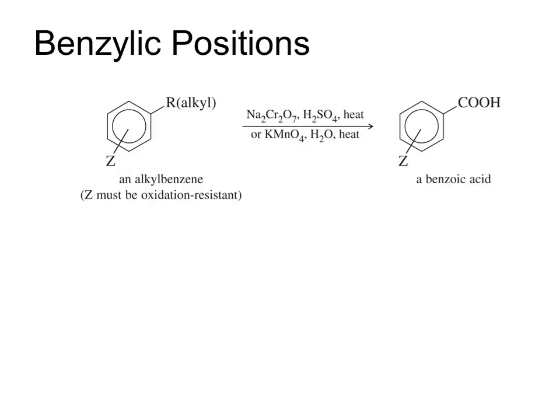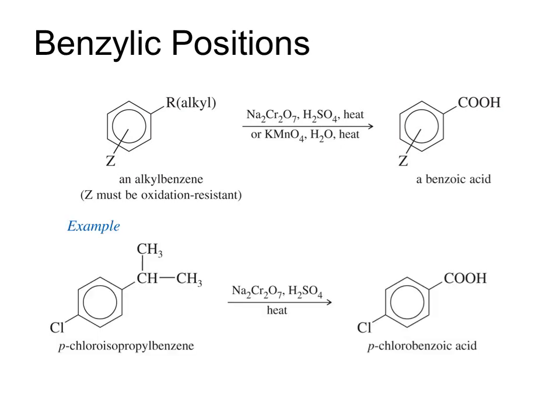Benzylic positions, if we use either Jones or KMnO4, we actually can turn any R group that has a hydrogen at that benzylic position into a carboxylic acid at that position. So it doesn't matter if there are multiple groups coming off of there, as long as there is a hydrogen in that first position off the ring. It doesn't matter what substituent is on the other side, as long as it's resistant to oxidation, or there's not a hydrogen there, it will not be affected.